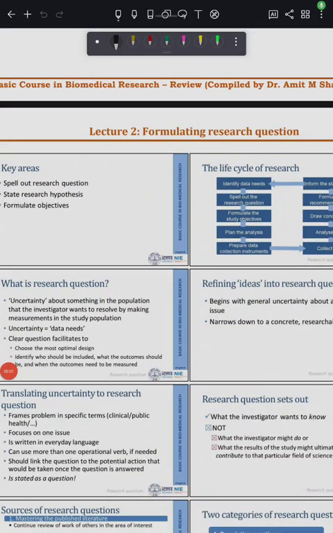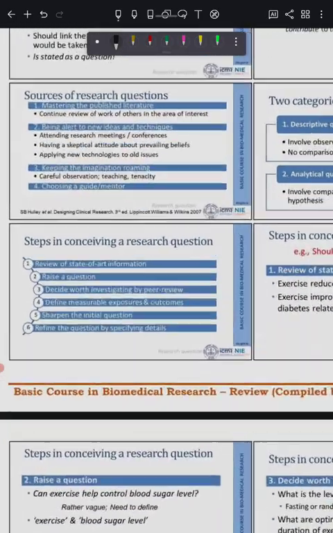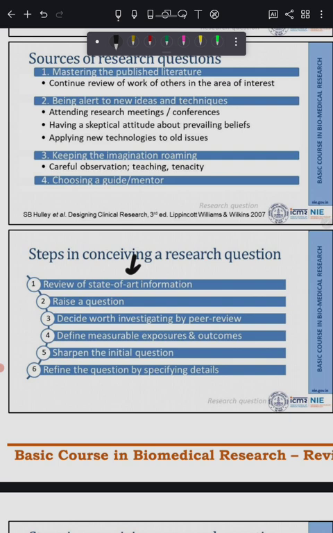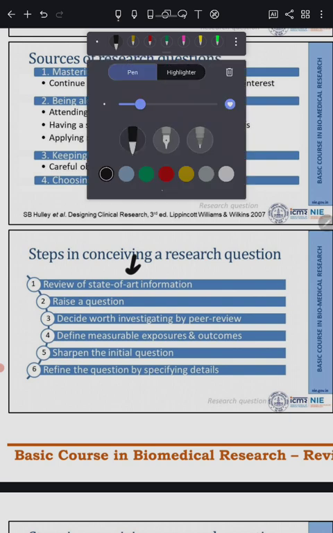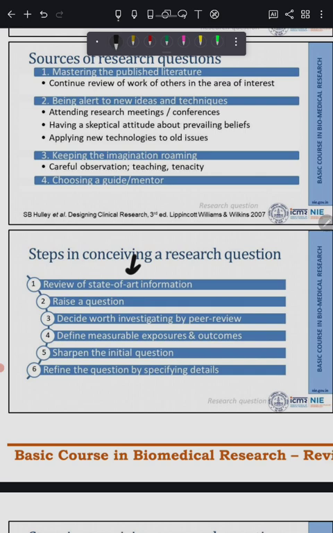Formulating a research question. So what are the steps in the formulation of a research question? The first is reviewing the state of the art information. What does it mean? Review of state of the art information is what is already known. So go through the literature review and identify gaps or conflicts in knowledge. Many studies show D-dimer helps in PE diagnosis but none in pregnant women. So this is the gap, you can explore this.